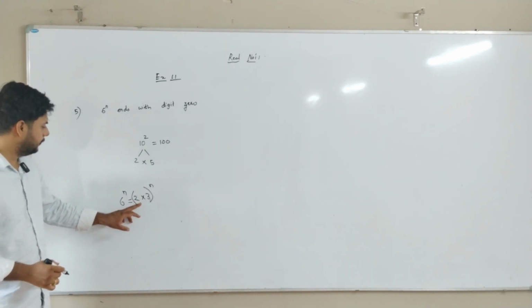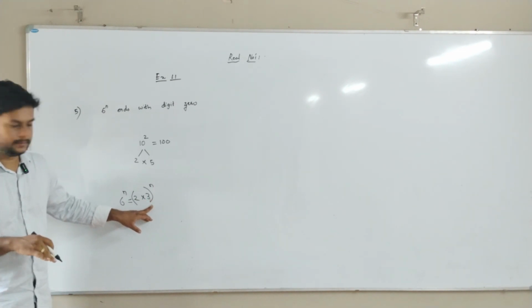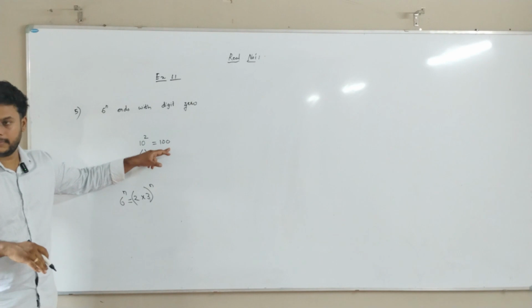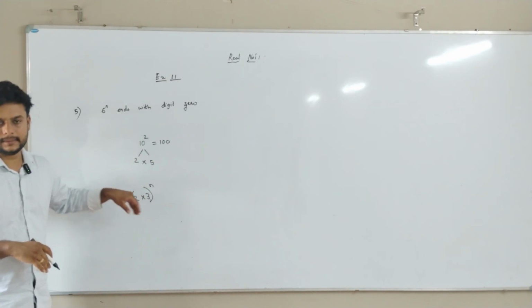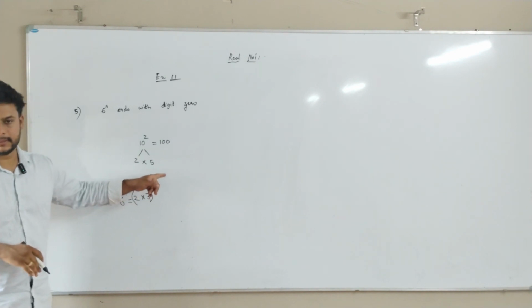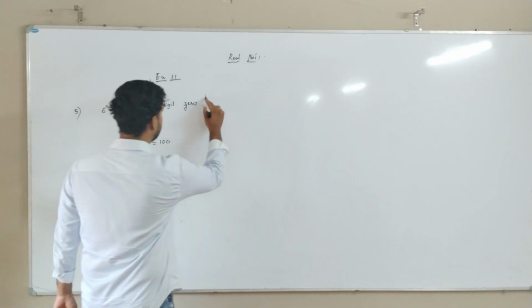So here 2 is there, but is 5 there? If 2 into 5 is there, then it will end with digit 0. But here 5 is absent. 2 into 3 is there, and 2 into 3 is 6. So can it end with the digit 0? It cannot end.